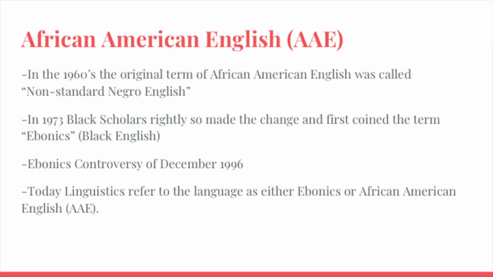In 1973, a group of Black scholars who, rightly so, disliked the negative connotation of the term non-standard Negro English, first coined the term Ebonics, which quite literally translates to Black English. The term Ebonics did not catch on until the Ebonics controversy of December 1996, when the Oakland School Board recognized it as the primary language of its majority African American students and resolved to take it into account in teaching them standard or academic English. Today, linguists either use the term Ebonics or African American English.